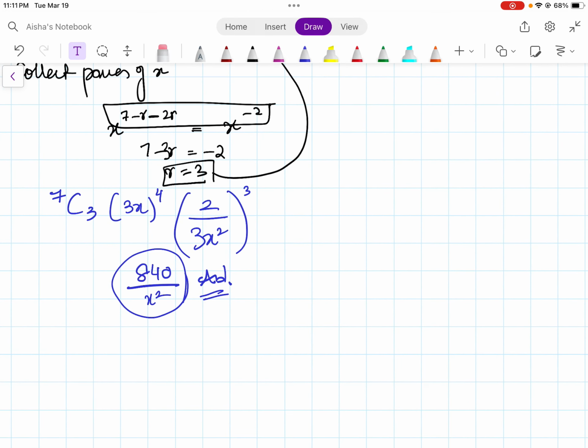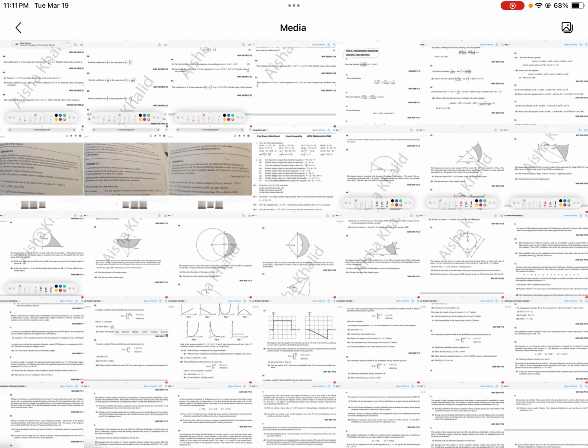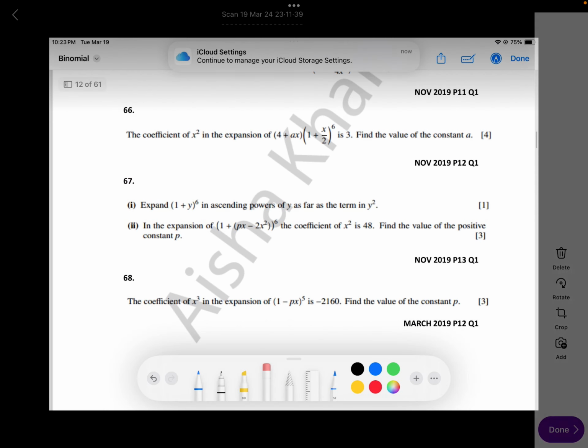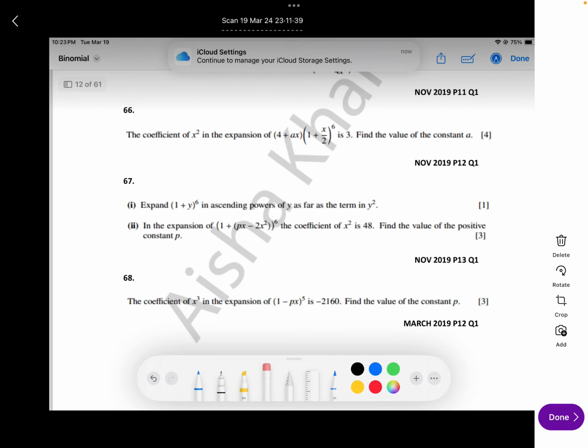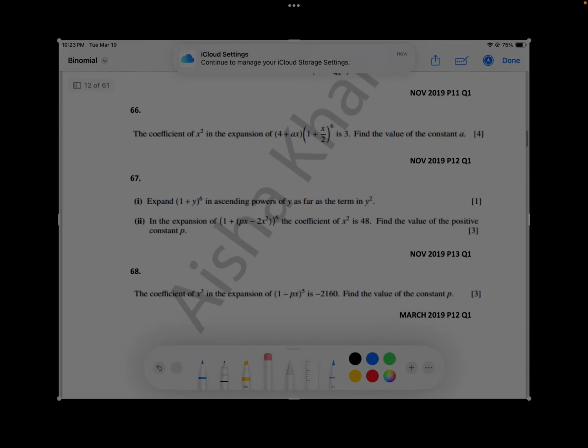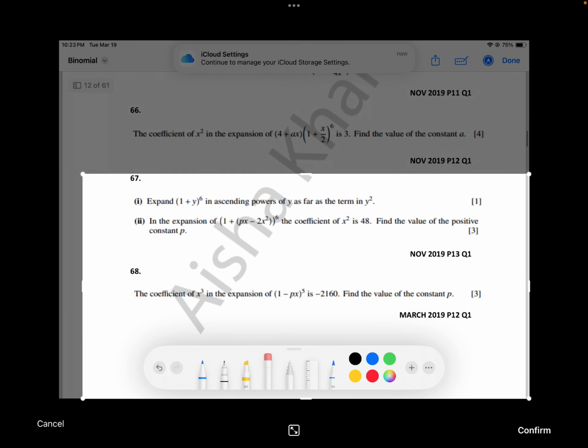Now, let's move on to another concept, and that is not another concept. This seems pretty easy, nothing difficult. We can do just one more question here.